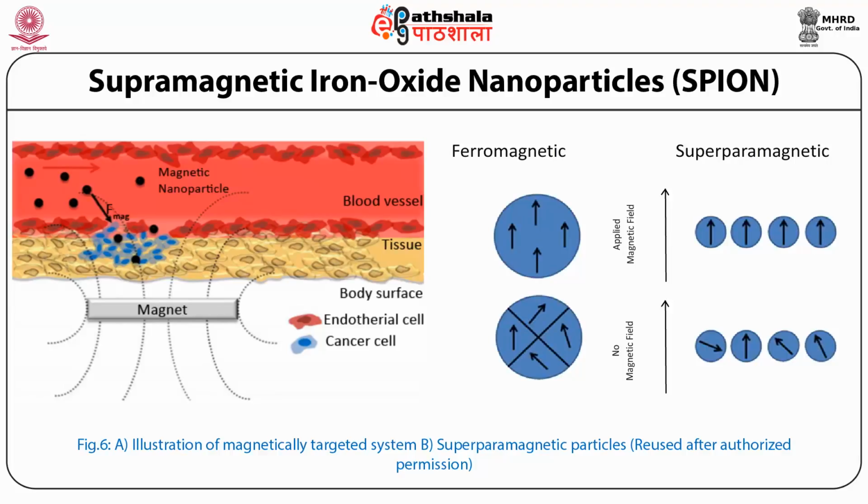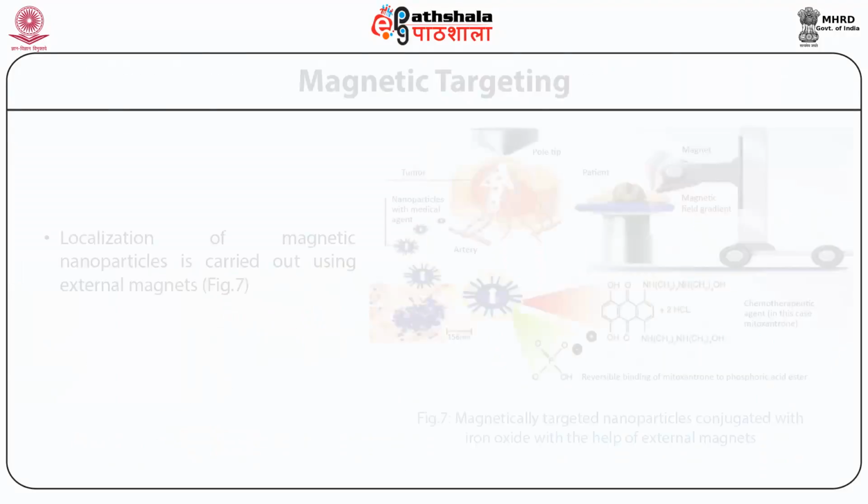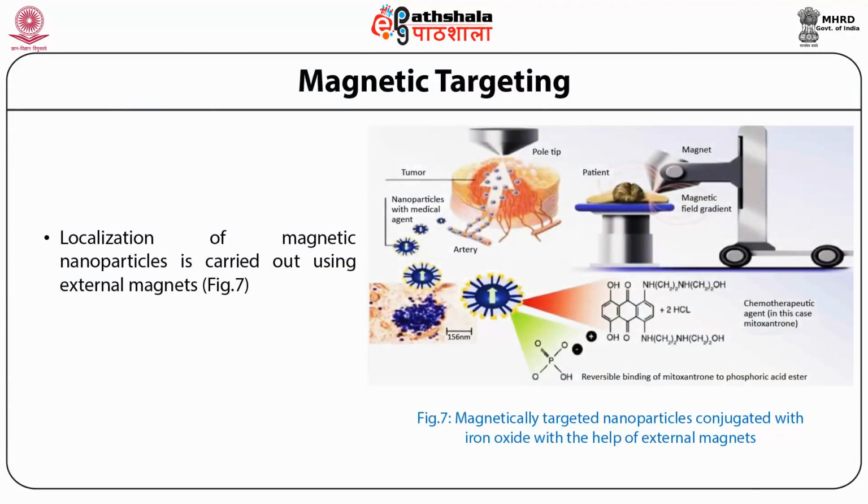Thus, the increase in temperature depends upon the size, shape, and accumulation of the nanoparticles at the targeted site and on the application of the oscillating magnetic field. However, the targeting or the localization of the magnetic nanoparticles is carried out using external magnets, as shown in figure 7. For example, the targeting of magnetic particles of an anti-cancer molecule, gemcitabine, in the pancreatic cancer xenograft mouse model using external magnets has been studied.